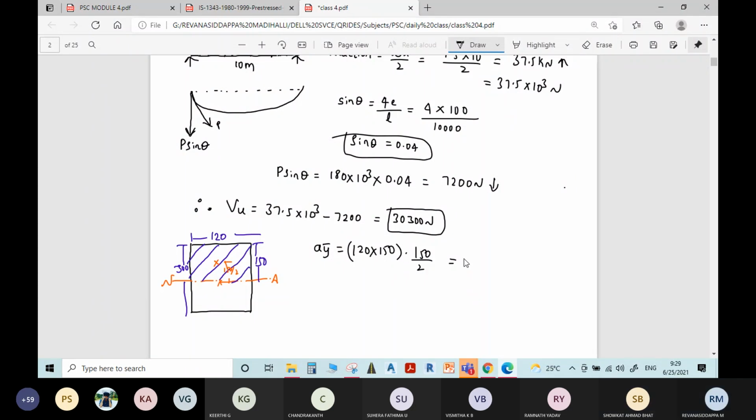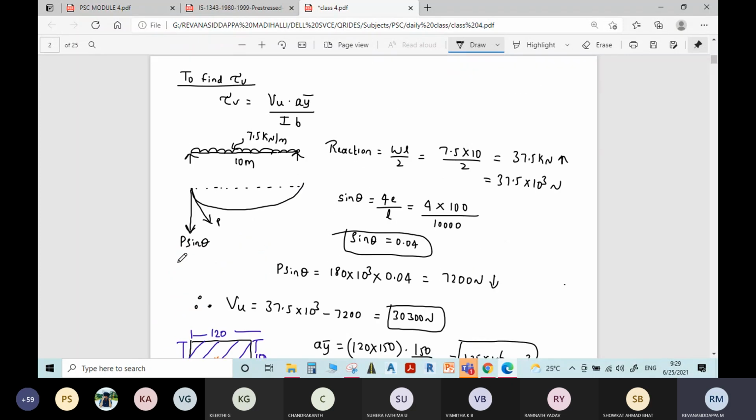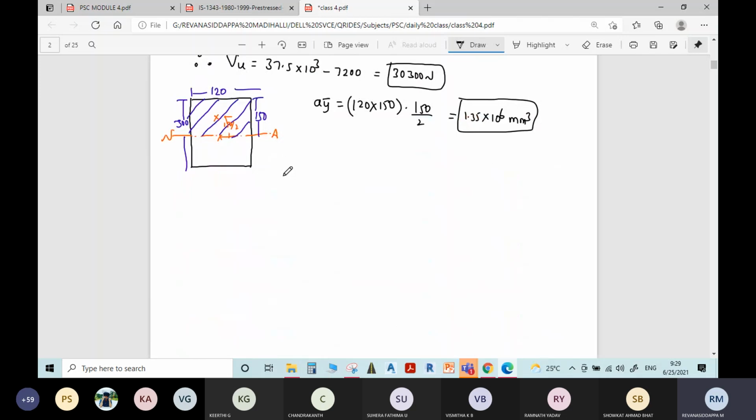1.35 into 10 power 6 mm cube. Okay. Now, in this formula, Vu is known, Ay bar is known. Moment of inertia, you need to calculate it.